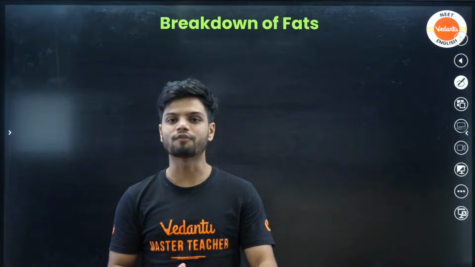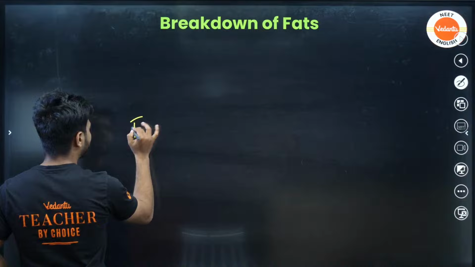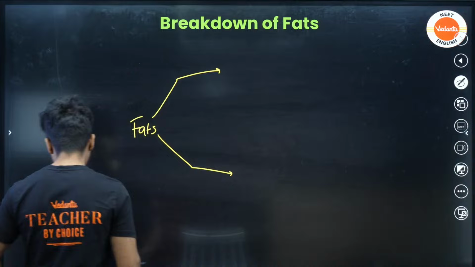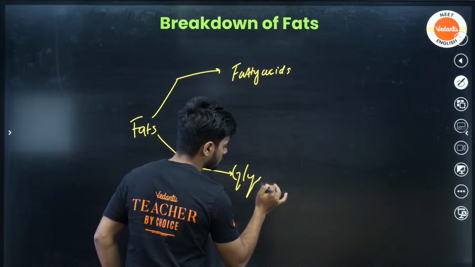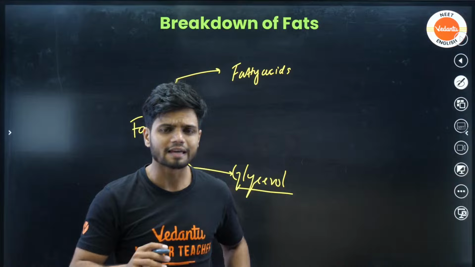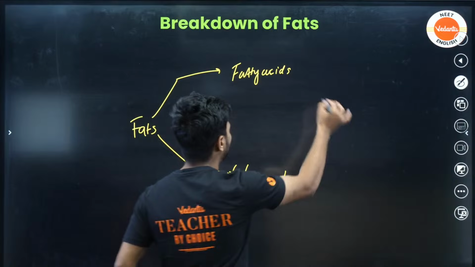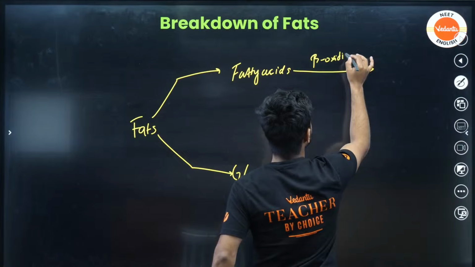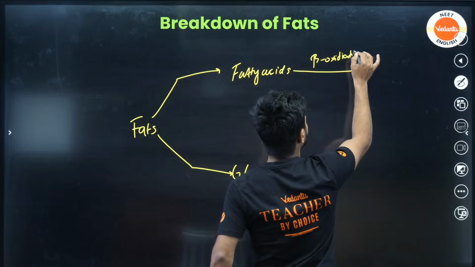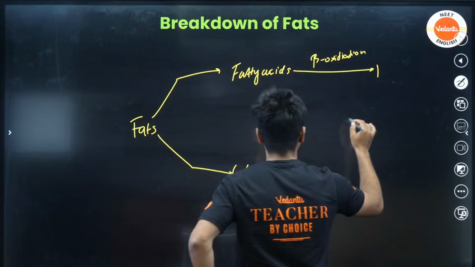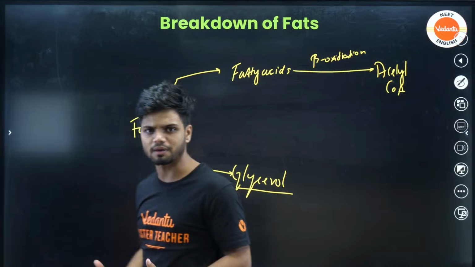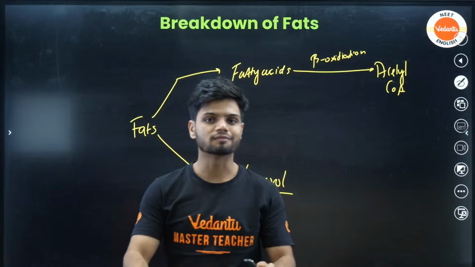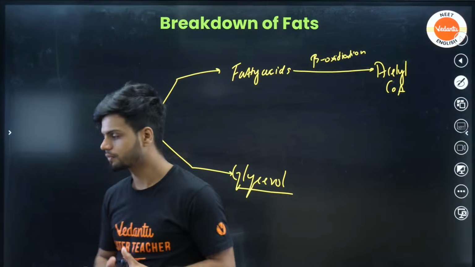Students, remember, when we break down the fats, fats can be broken down into fatty acids or glycerol. Now this fatty acid or glycerol can be further broken down. For example, this fatty acid can undergo beta oxidation to produce your acetyl coenzyme A. Remember, and this acetyl coenzyme A can enter where? Can anyone in the chat tell me where this acetyl coenzyme A can enter? This acetyl coenzyme A can enter your Krebs cycle.